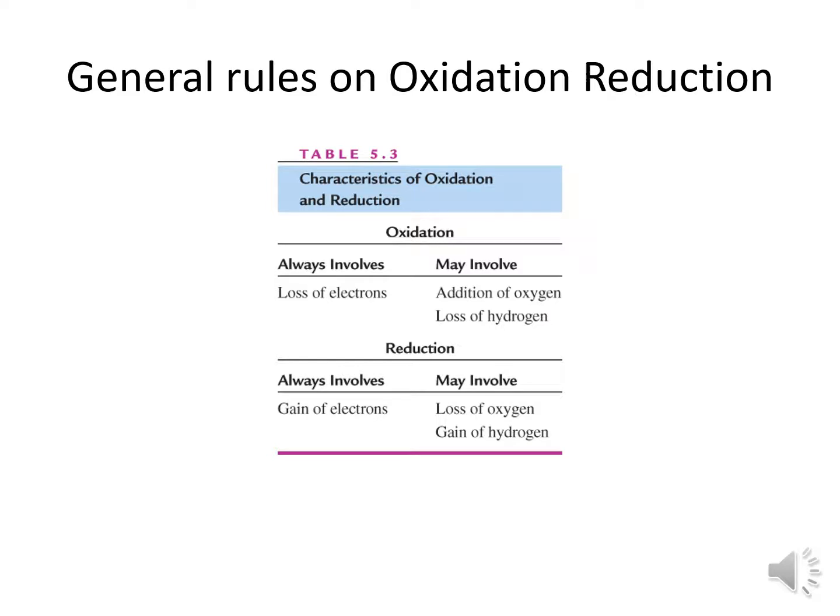So oxidation always involves loss of electrons. It may involve addition of oxygen, hence the term oxidation. Very often when oxygen reacts with something, that substance will lose electrons. It may also involve the loss of hydrogen. Reduction always involves the gain of electrons. Sometimes that also means a loss of oxygen or a gain of hydrogen.